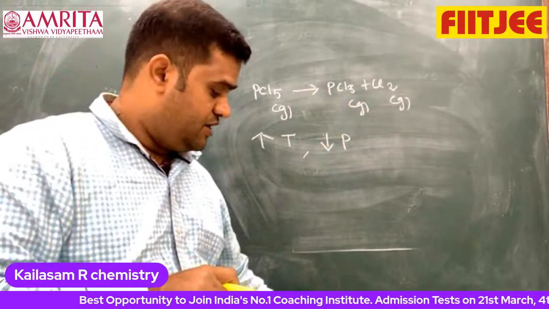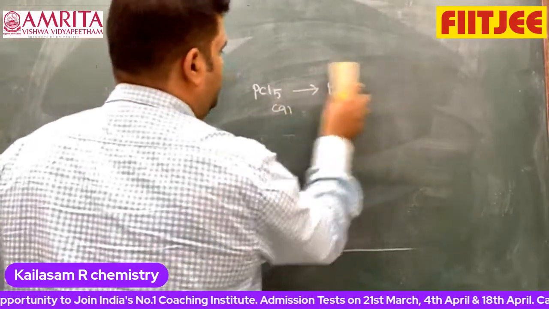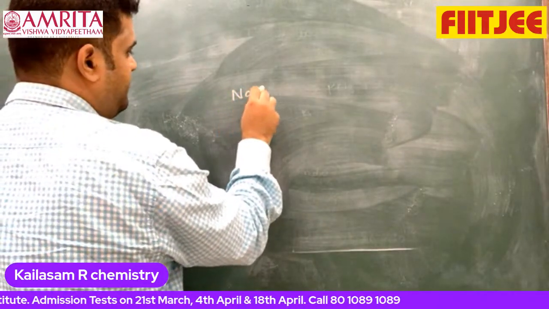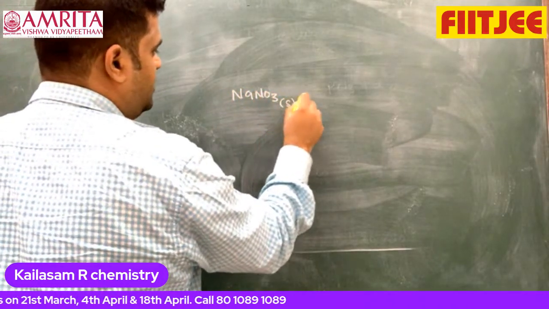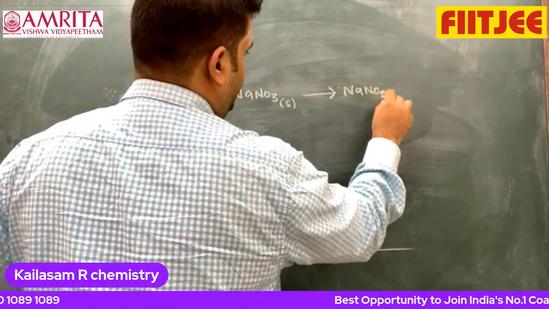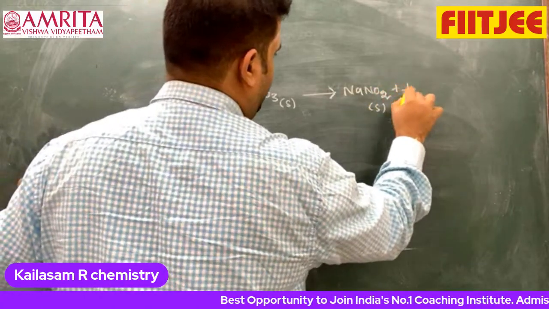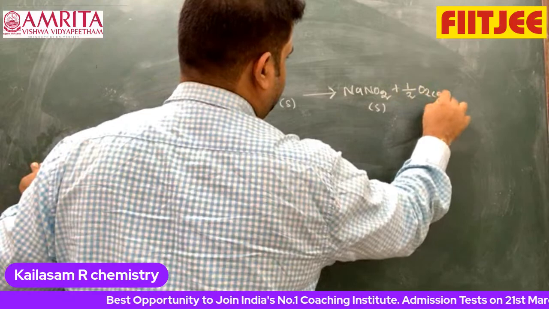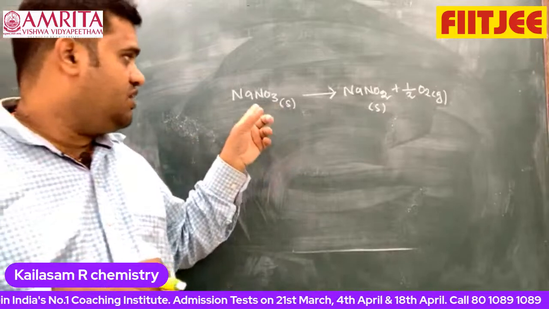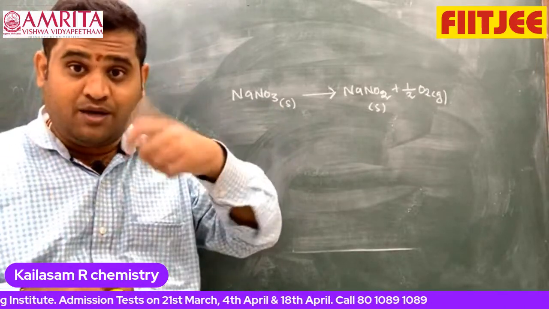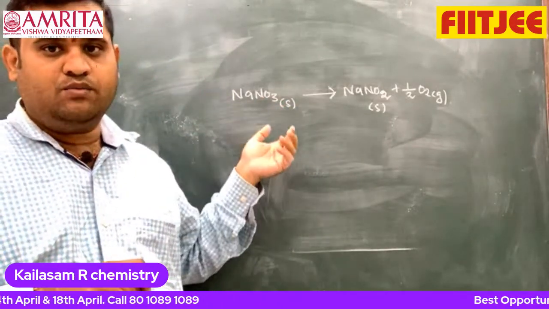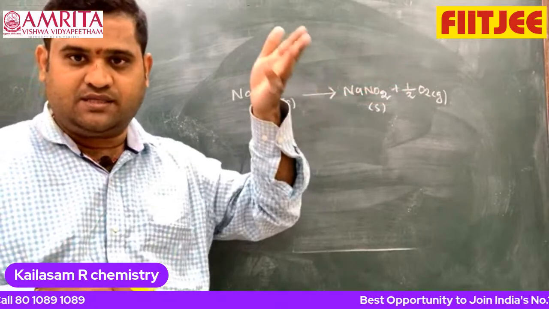And another important point, look at this. Now I'm taking NaNO3 solid, which gives NaNO2, also solid, plus half O2 gas. Please understand, this is very important. Now what I am asking: addition of NaNO3, equilibrium goes towards the forward direction. I can say the statement is incorrect.